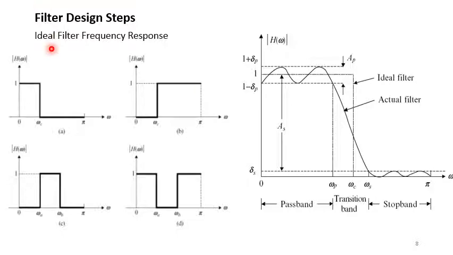Comparing with the ideal filter, you can see this is an ideal low pass filter. In the pass band there are no ripples, we have just a flat response, and the response becomes 0 when the input frequency is greater than or equal to the cutoff frequency of the signal.